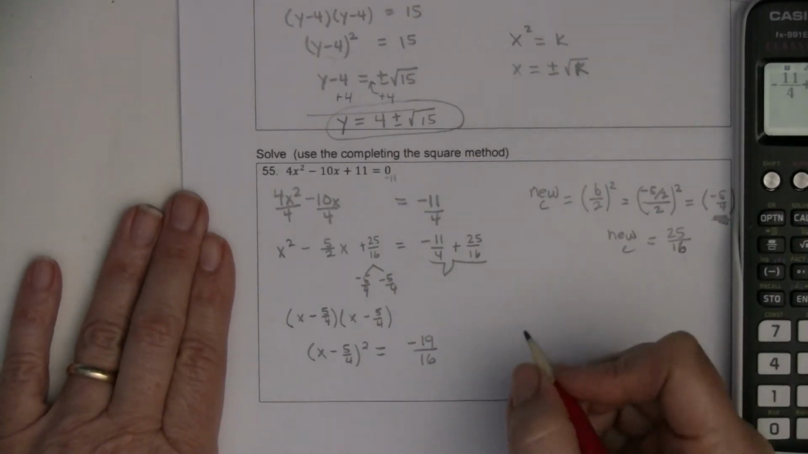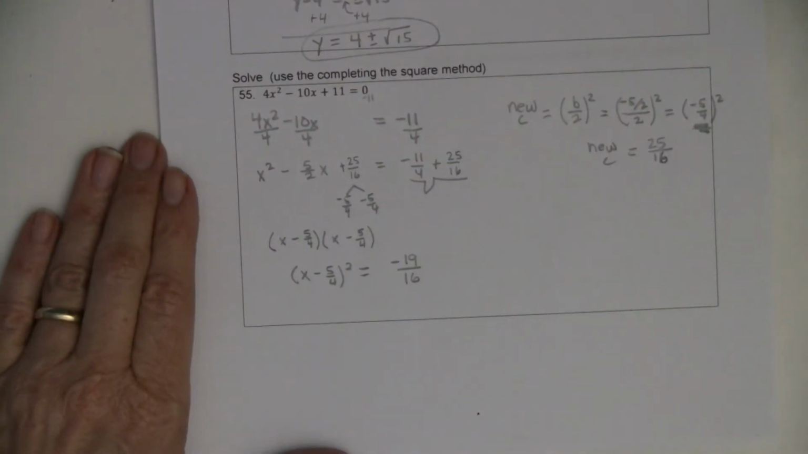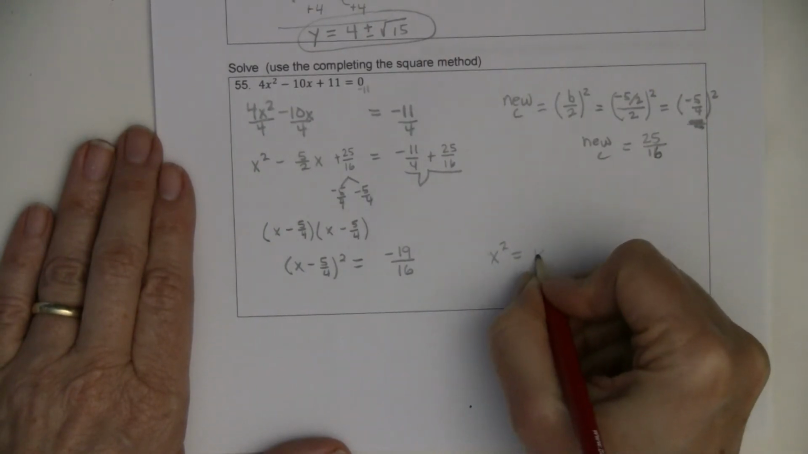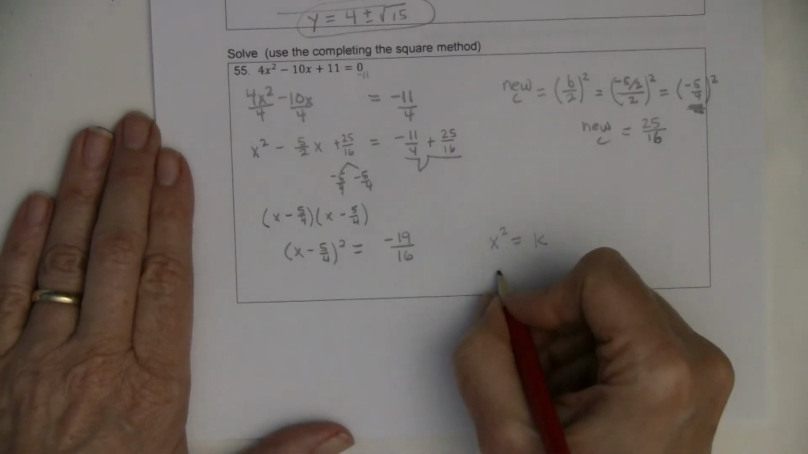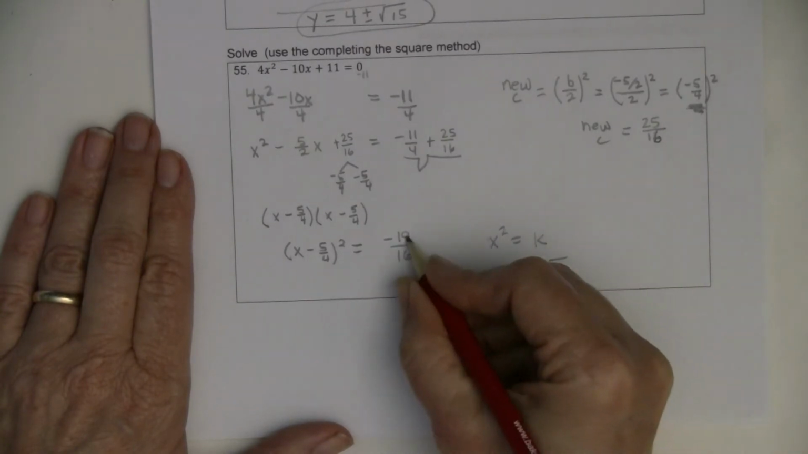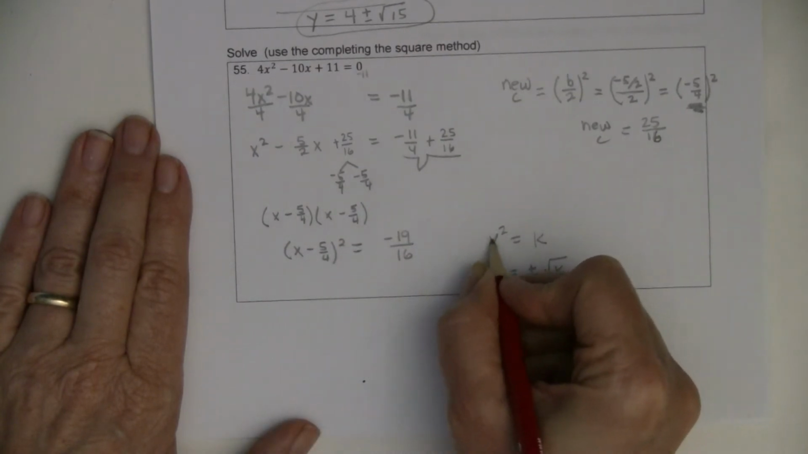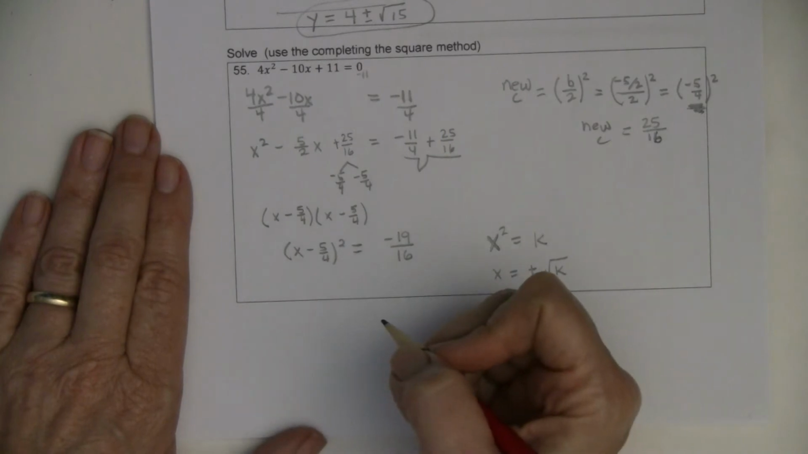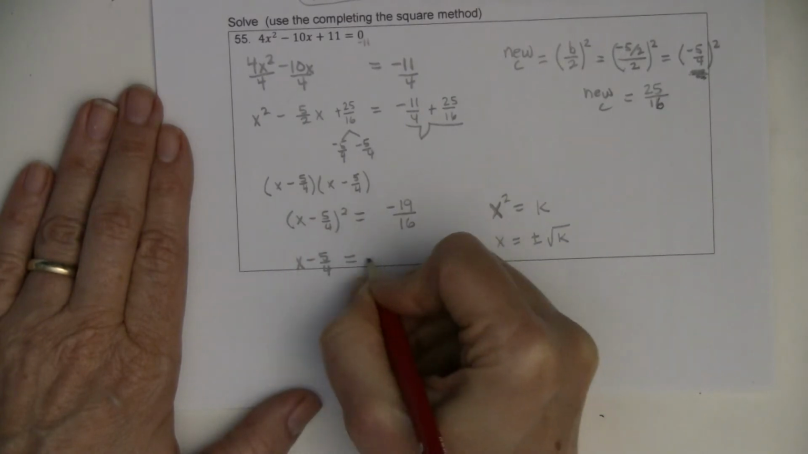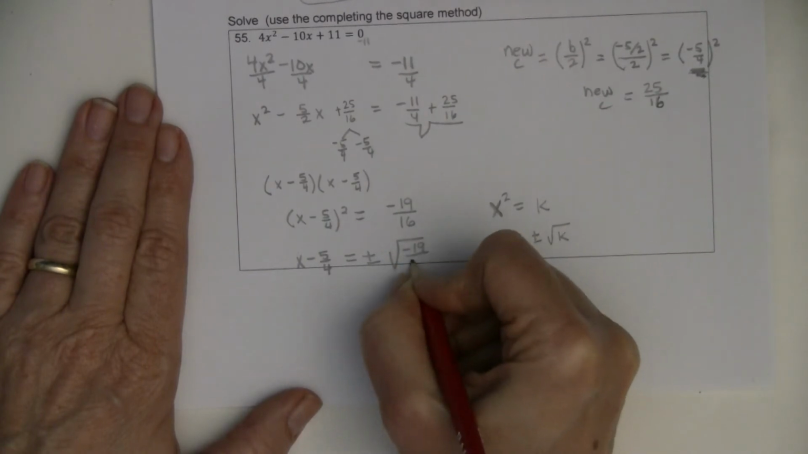So I'm going to take the square root, using the square root principle that we've been learning, right? It said that when we have something squared equals either a positive number or a negative number, not a variable though, then x equals plus or minus the square root of k. In this case, our k is negative 19 over 16, and our x, the capital X, is an algebraic expression, x minus 5 fourths. So we're going to have x minus 5 fourths equals plus or minus the square root of negative 19 over 16.